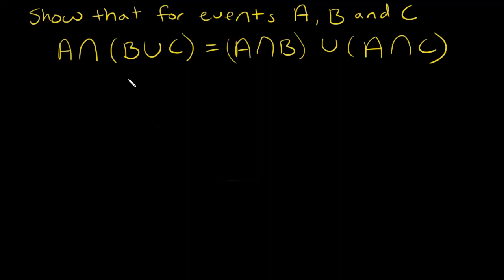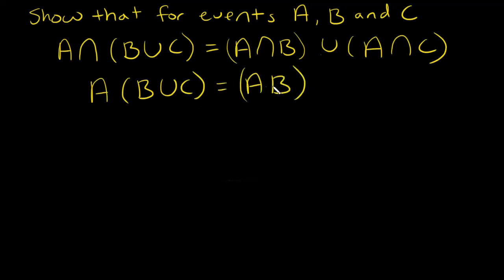All right, so using Venn diagrams, I'm going to show that A intersection (B union C) is the same thing as (A intersection B) union (A intersection C). I do want to point out that a lot of times statisticians won't write the intersection sign. So this is exactly the same thing as if you wrote this without the intersection.